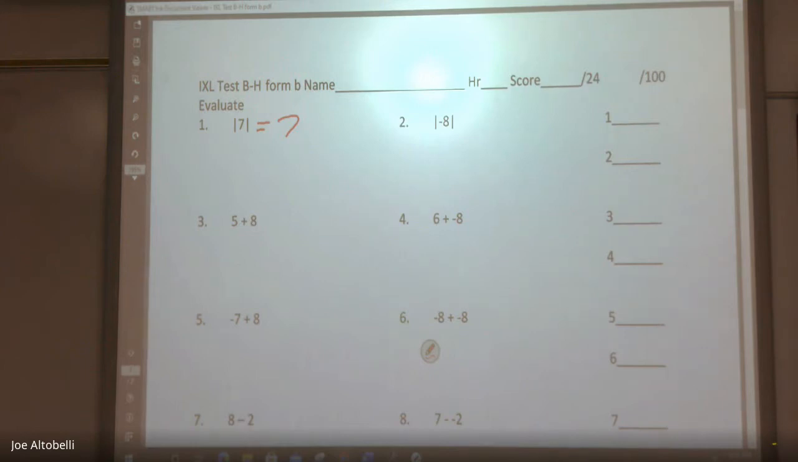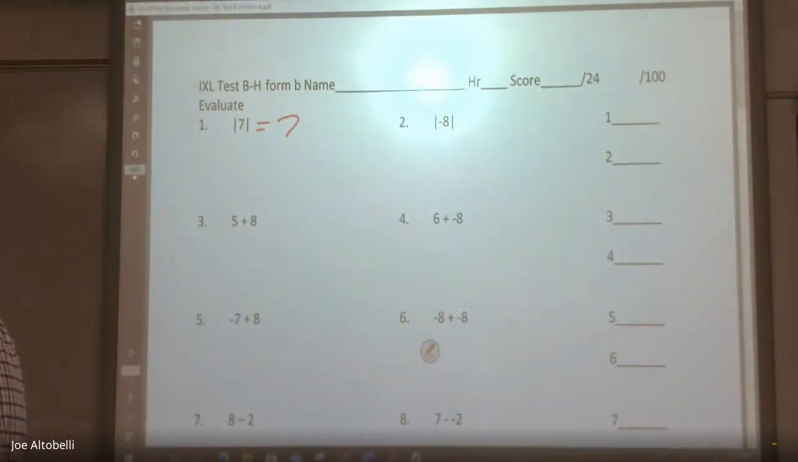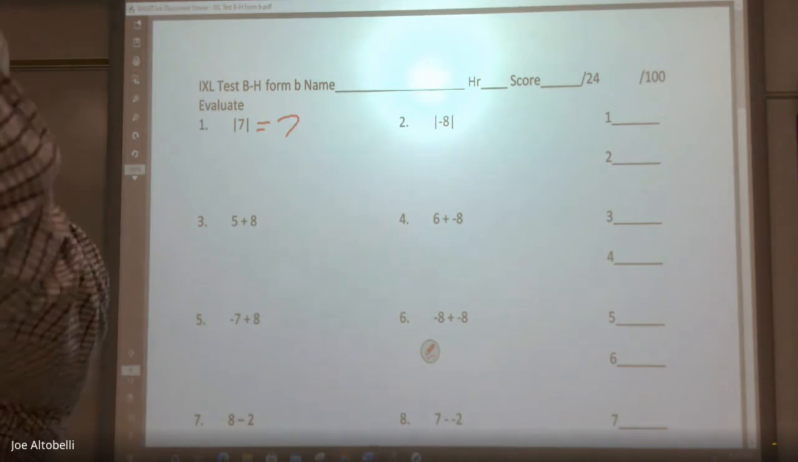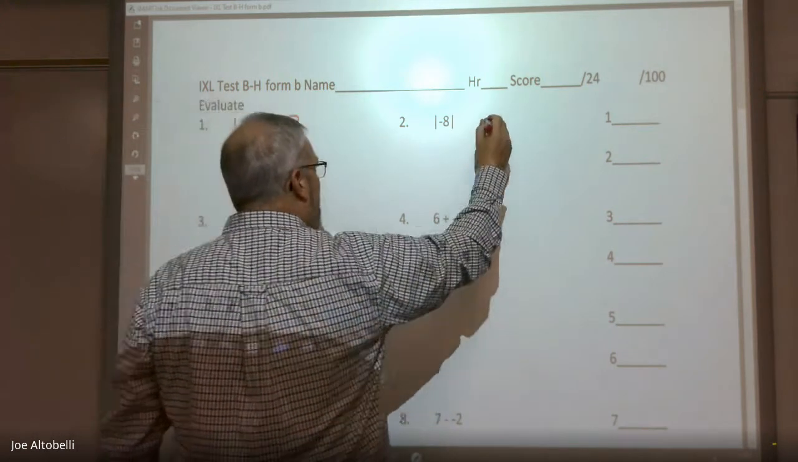Notice if I use the ruler and I measure this way, it's a foot. Still a foot. This is a foot. It doesn't matter where I do it, how I hold it, a distance is always positive. This is a foot, no matter which way I want to twist and turn and shake it, okay? So this is 8.